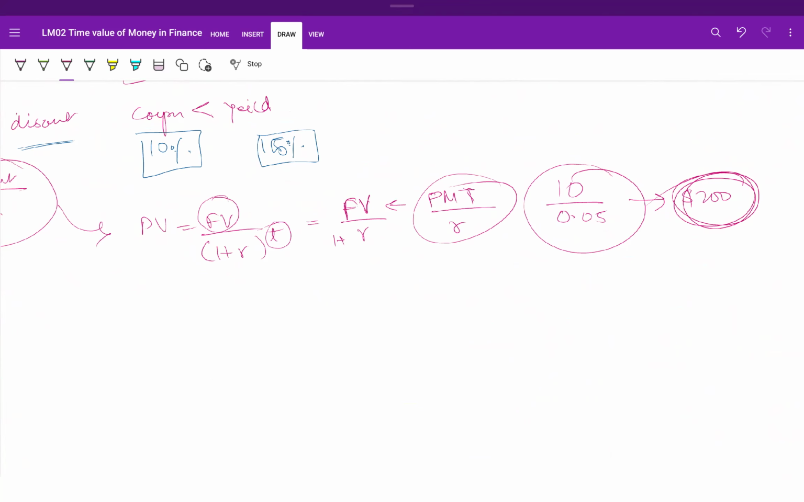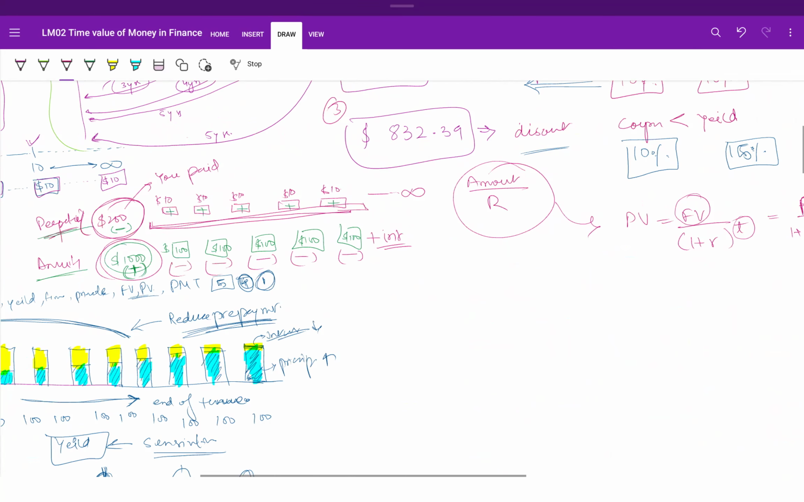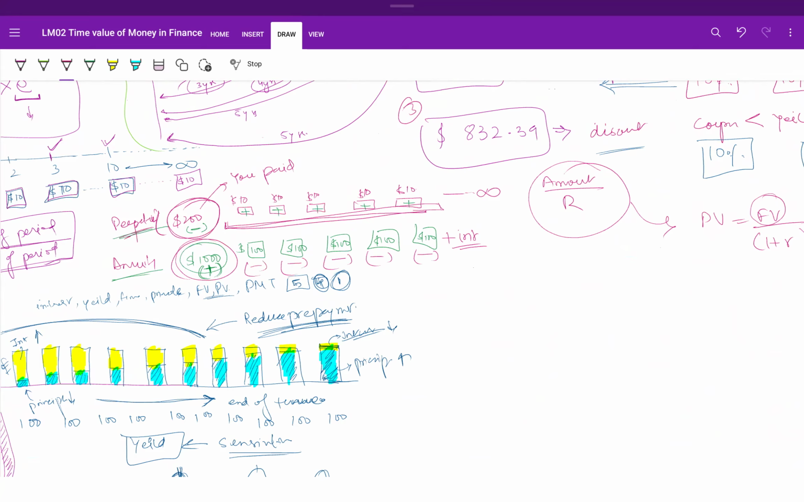And annuity means you have borrowed the money and now you are paying back the money. Here you are the borrower and here you are the receiver.